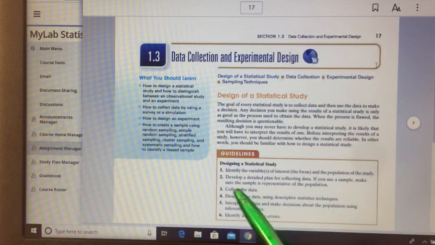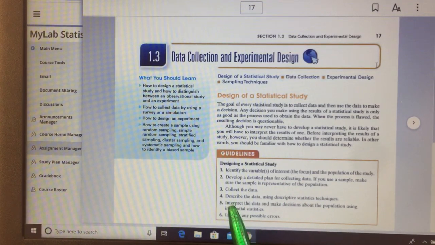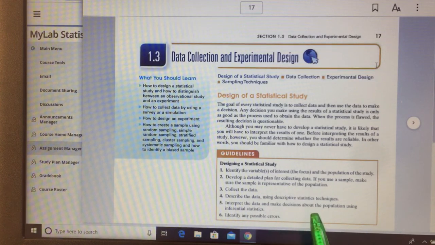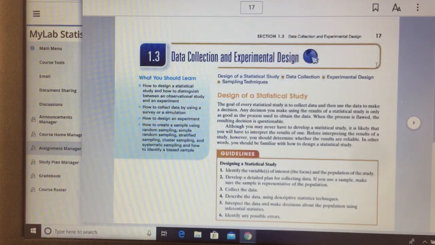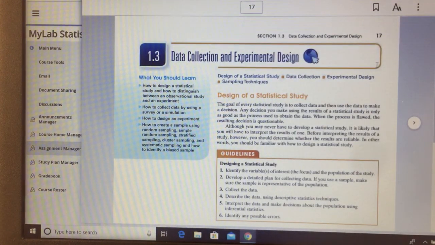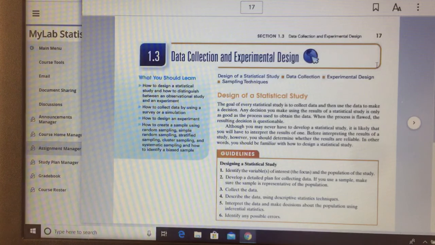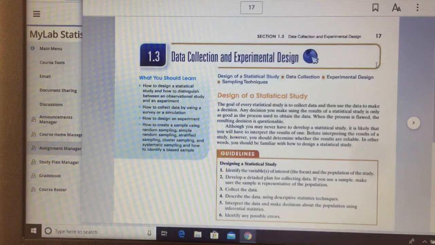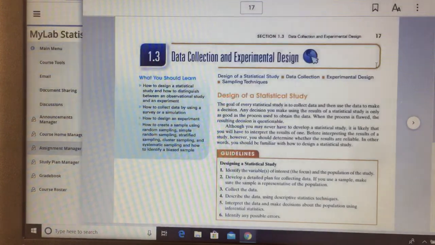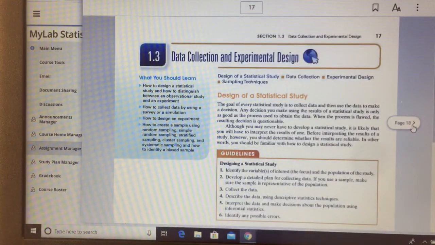If you use a sample, make sure the sample is representative of the population. Then number 3, you collect the data. Then number 4, you describe the data using descriptive statistics techniques. Number 5, you interpret the data and make decisions about the population using the statistics. And that's what statistics is for, is to make decisions that will benefit society. And then the last one here, identify any possible errors that you could have, because it's possible that you make an error that would make the information not feasible.